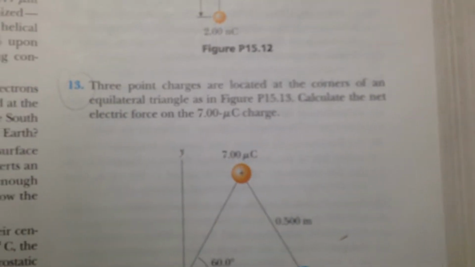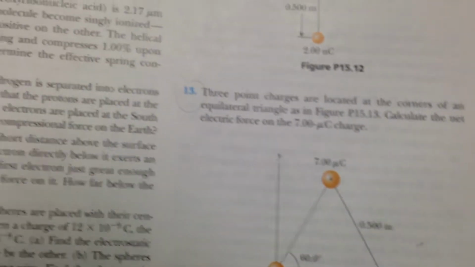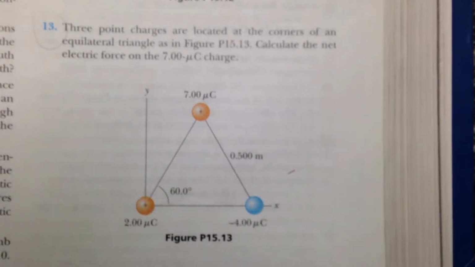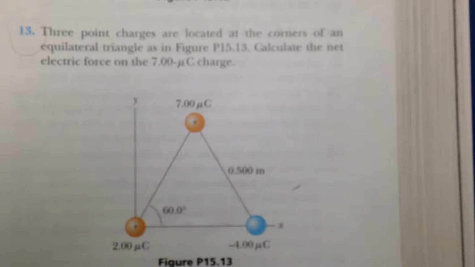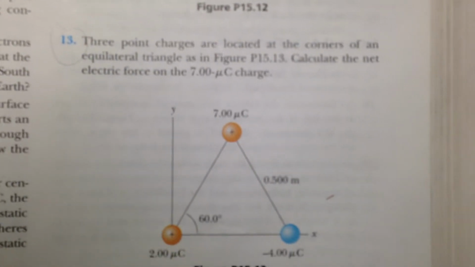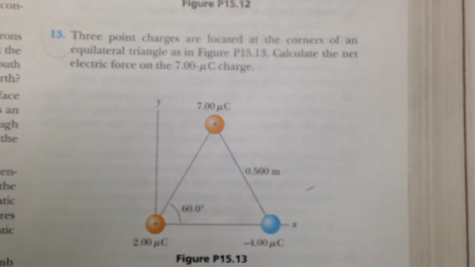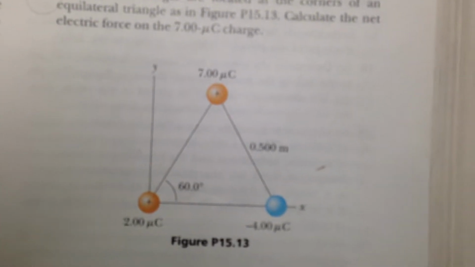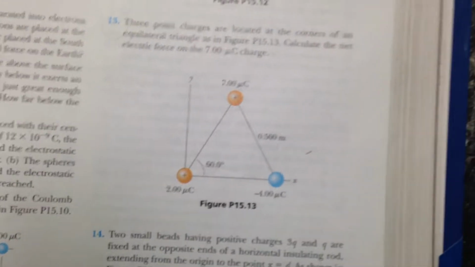So this is Ian, Physics B, Chapter 15, number 13. Three point charges are located at the corners of an equilateral triangle as in figure P15.13. Calculate the net electric force on the 7 microcoulomb charge. And that's the picture.